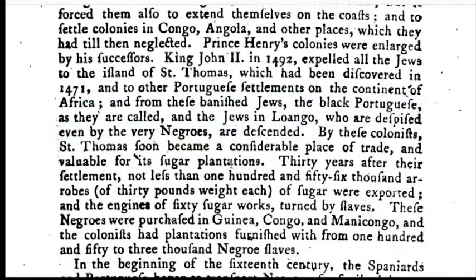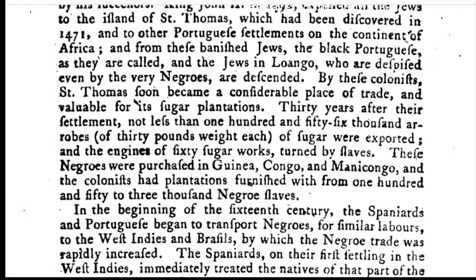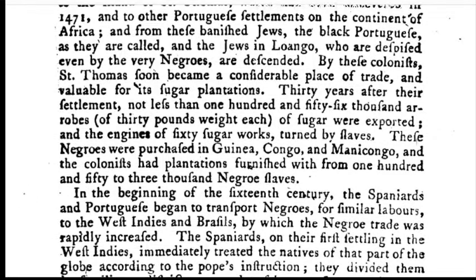By these colonies, St. Thomas soon became a considerable place of trade, valuable for its sugar plantations. 30 years after their settlement, not less than 150,000 arobas, or 30 pounds weight each of sugar, were exported. Right, so they was doing some heavy toting there. And the engines of 60 sugar works turned by slaves. These Negroes were purchased in Guinea, Congo, Mini Congo, and the colonists had plantations furnished with from 150 to 3,000 Negro slaves. Now we just read who they were.